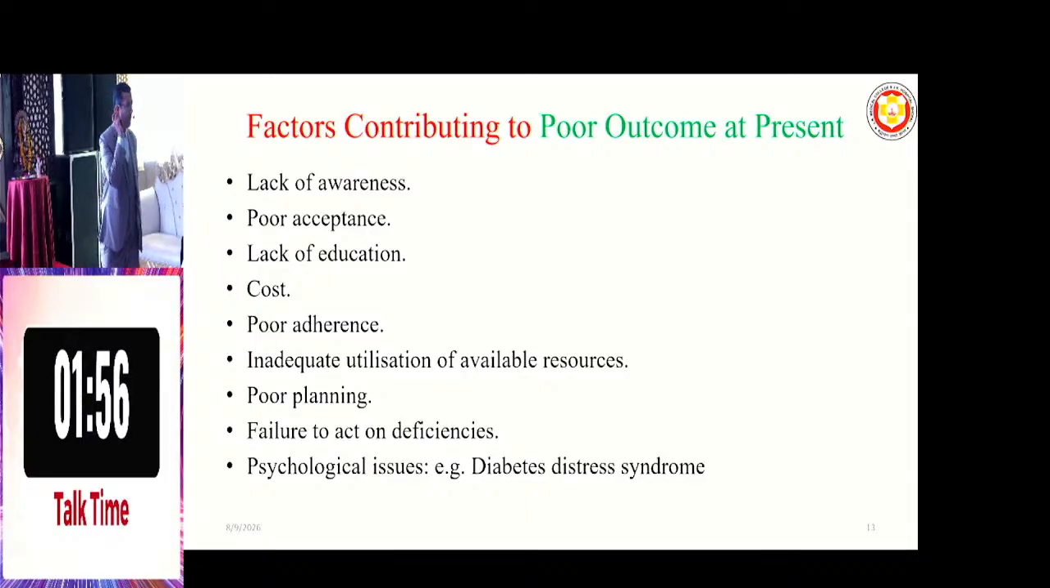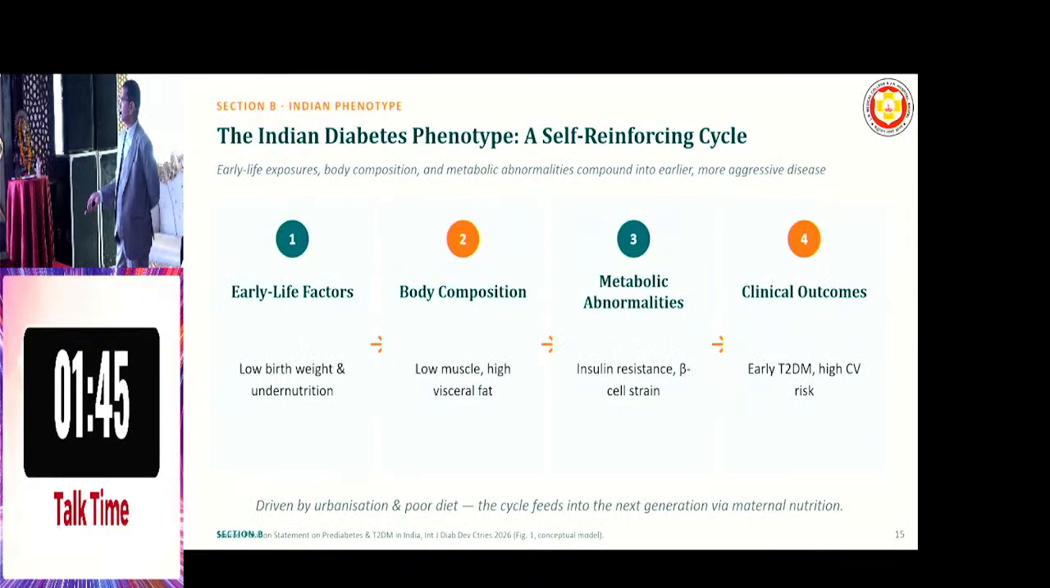जो रिसोर्सेज अवेलेबल भी हैं उनका भी हम ठीक से यूटिलाइज नहीं कर पा रहे हैं. Failure to act on deficiency, हम लोग उस चीज पे काम नहीं कर रहे जिस पे करना चाहिए. So psychological factors. Indian phenotype is distinct from other phenotypes because of low birth weight, undernutrition, diabetes strikes early. We have a different body composition, we have metabolic abnormalities, we have clinical outcomes which may be variable.